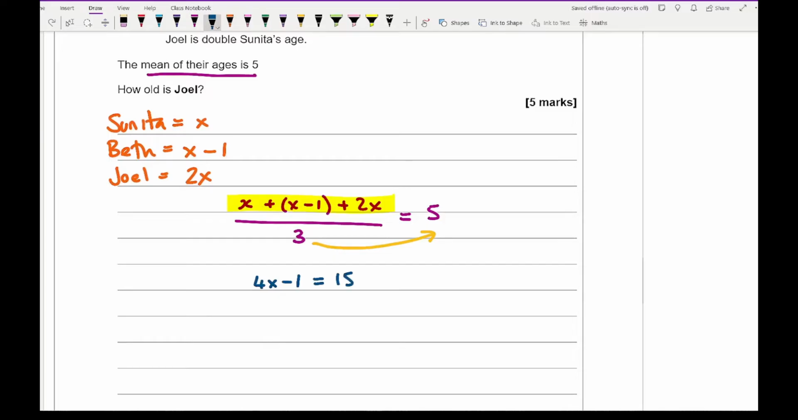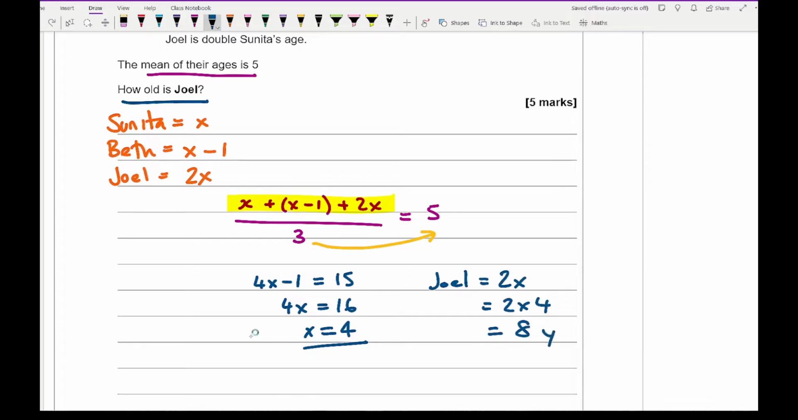And then it's just a case of solving this equation. So here I've got 4x equals 16, so x equals 4. Now the question doesn't ask us to find out what x is. It actually asks us to see how old Joel is. So Joel equals 2x. And if x is 4, then it's going to be 2 times 4, which is 8 years old.